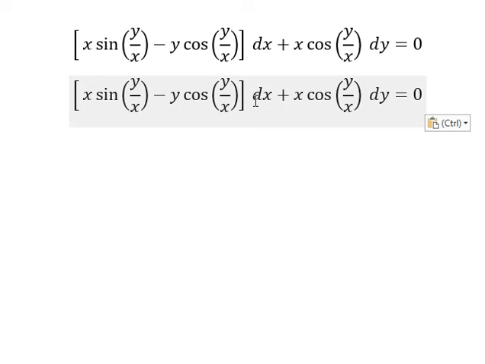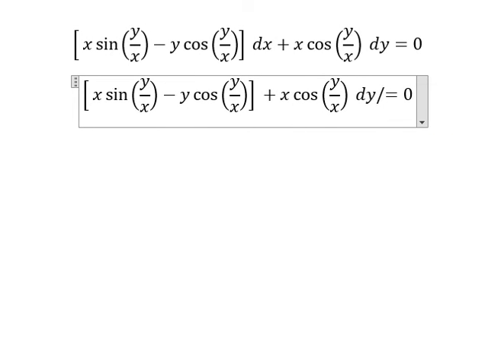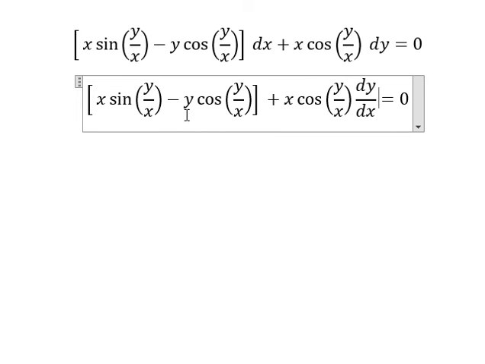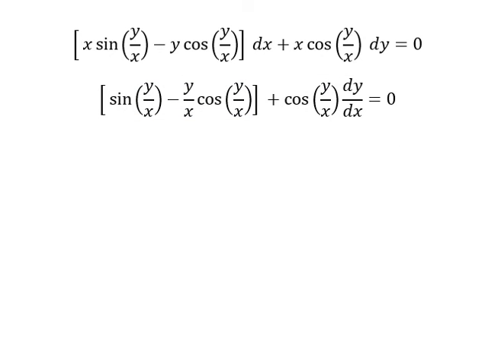We divide both sides by dx. Next, we divide both sides by x. So we have y over x. This is about the red number 1. So this is about homogeneous.